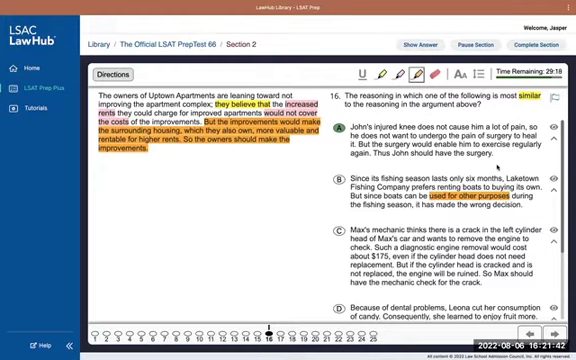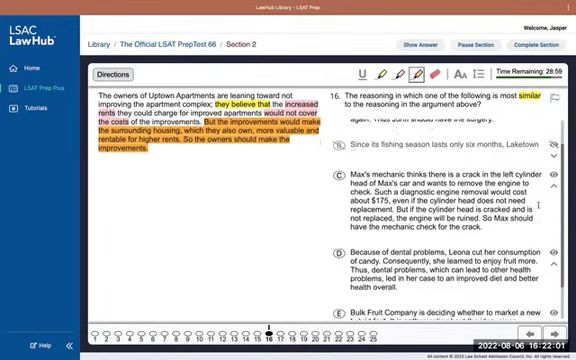Whereas with a fishing company, I think it's fairly common sense to recognize that they are using the boats for fishing, and so to say that they could use them for other things doesn't really make a lot of sense for a fishing company. So I'm going to eliminate B.